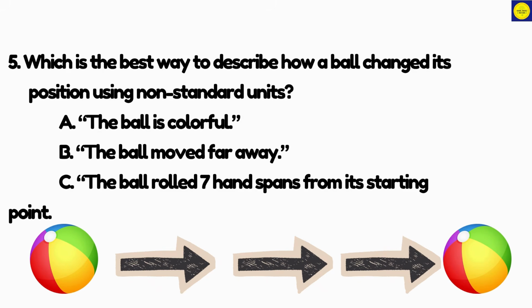Number 5. Which is the best way to describe how a ball changed its position using non-standard units? A. The ball is colorful. B. The ball moved far away. C. The ball rolled 7 handspans from its starting point.